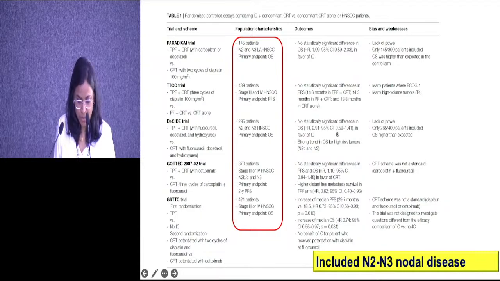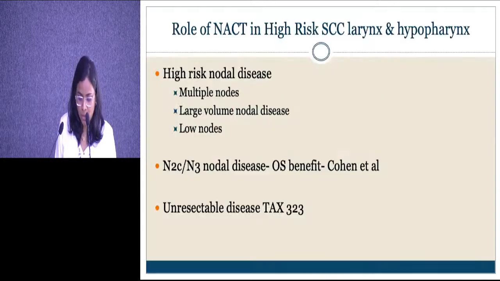For example, in the DECIDE trial, there was no OS benefit. In the other trials, there was no PFS or OS benefit. But both approaches have been tested. And in certain subsets such as N2 and N3 nodal disease, some studies have shown, though it's not consistently reported in all studies, that there may be benefit in high-risk patients.